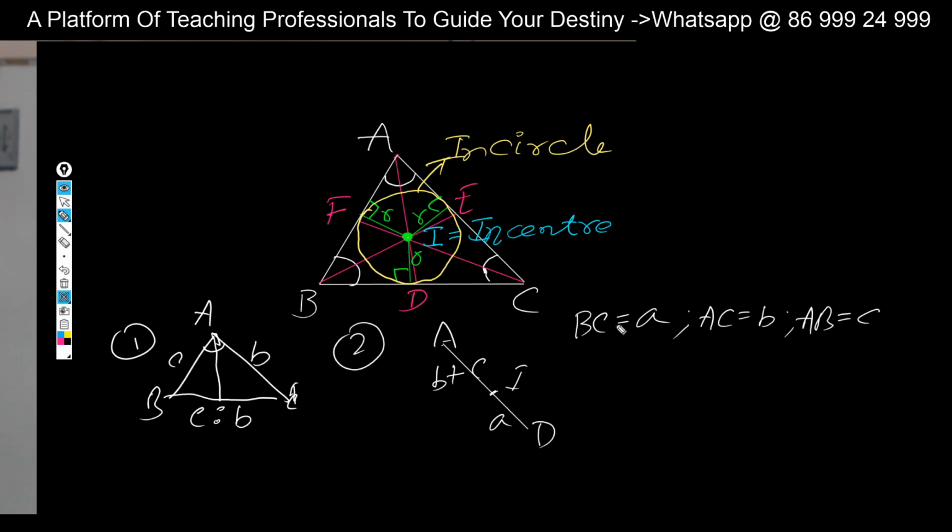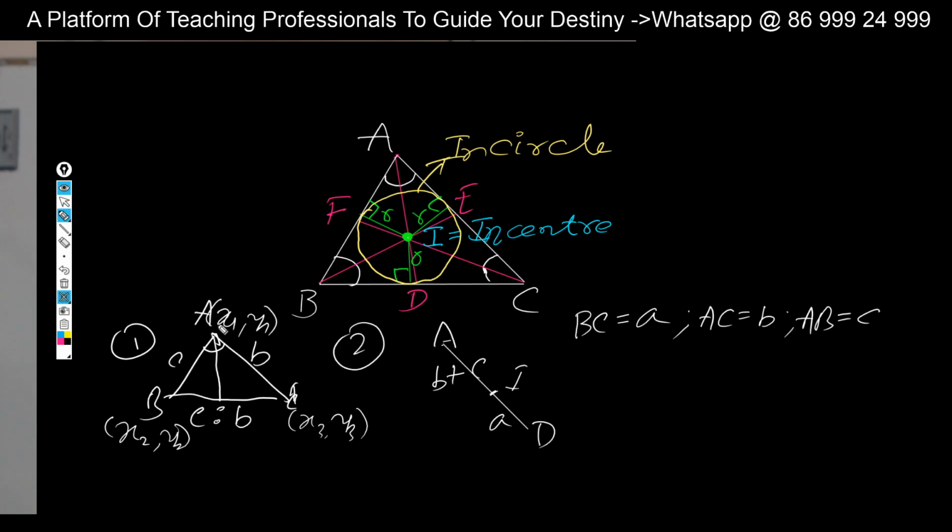Now, if you want to find out the formula for the incenter, then this property is used here. But before that, let us fix the coordinates of ABC. Let A be x1, y1, and B be x2, y2, and C be x3, y3.